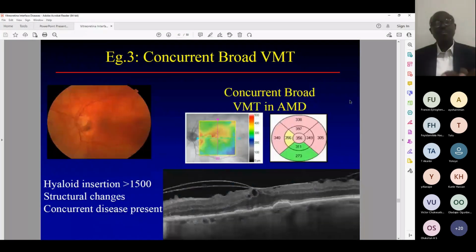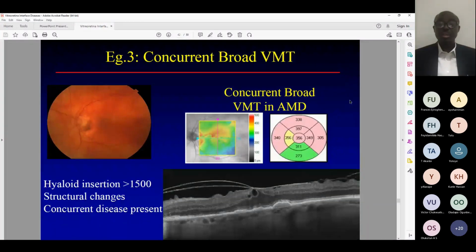Of course, this is not a very beautiful slide you will have wished to have because there's some amount of retinal membrane you can see there. Again, let's look at this one. You have a hyaloid insertion that is broad. You have a structural change. You can see cystoid areas there. You can see multiple retinal changes there. You can see epiretinal excrescences on the inner retinal surface.